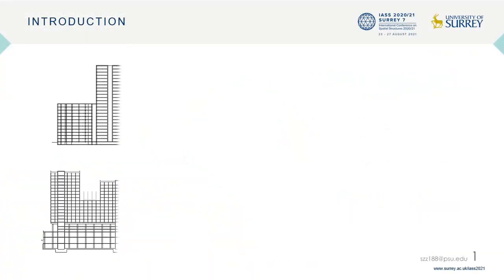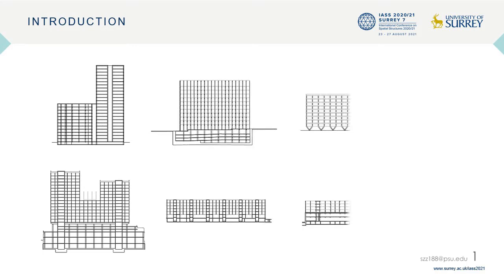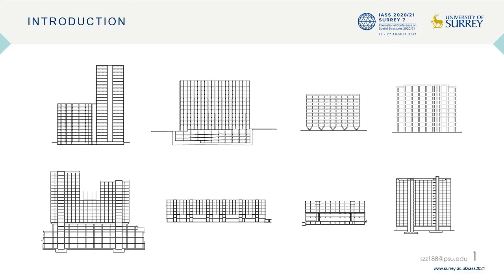Let's start with an introduction. Here you can see a couple of buildings. We want to design them in a parametric way using computational tools. All these buildings have performance feedbacks that are needed in early stage parametric design. So as engineers and architects, we need this information.